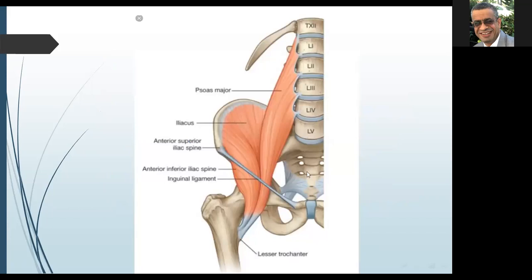Here we can see the iliacus and the psoas muscle and the common tendon, which pass behind the inguinal ligament to the lesser trochanter of the femur.